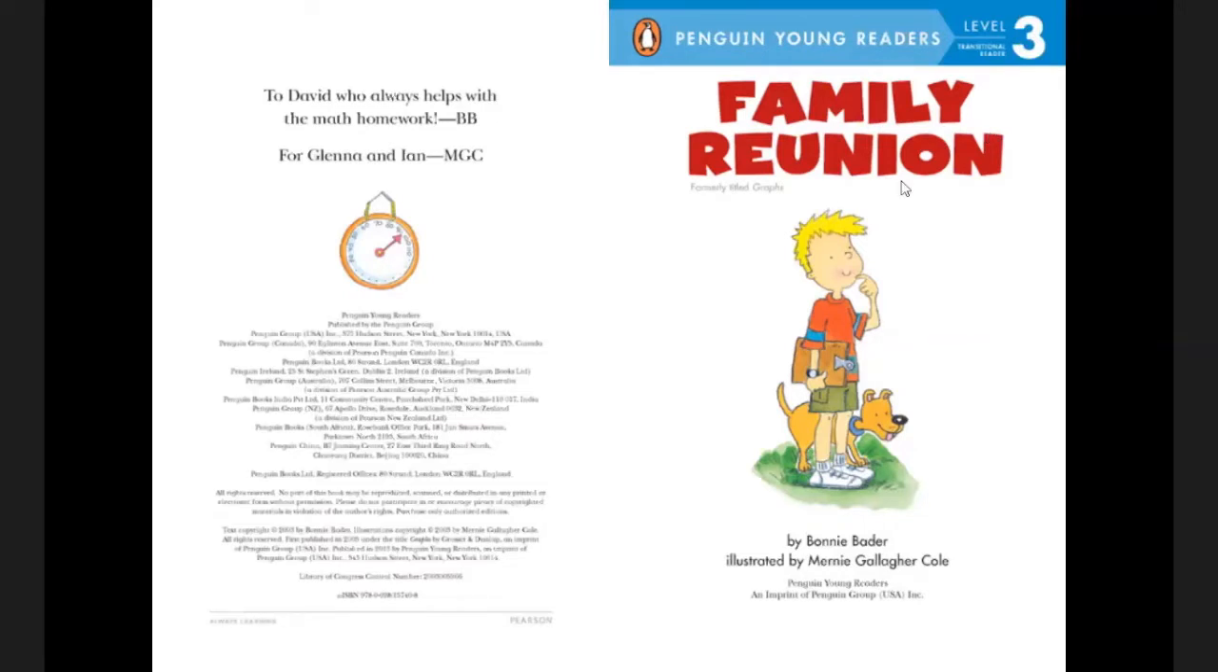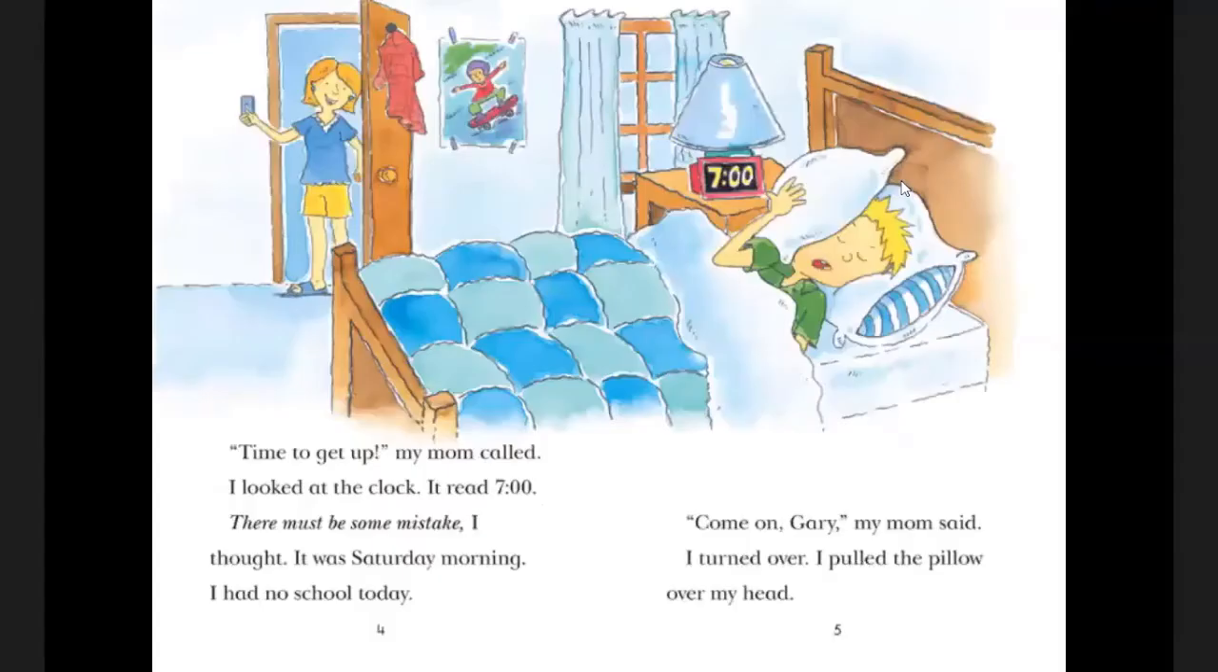Family Reunion by Bonnie Batter, illustrated by Myrnie Gallagher Cole. Time to get up, my mom called. I looked at the clock. It read 7 o'clock. There must be some mistake, I thought. It was Saturday morning. I had no school today.